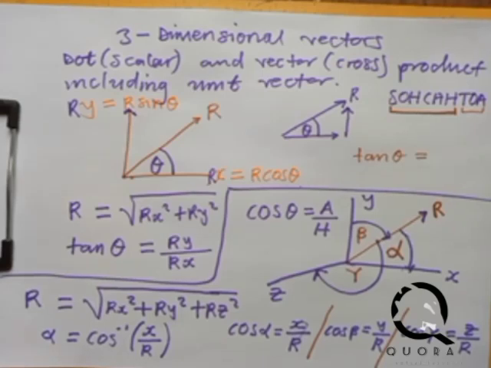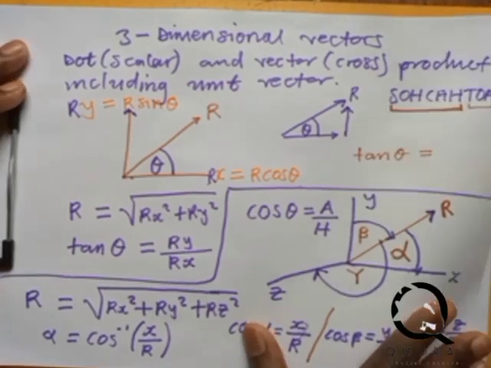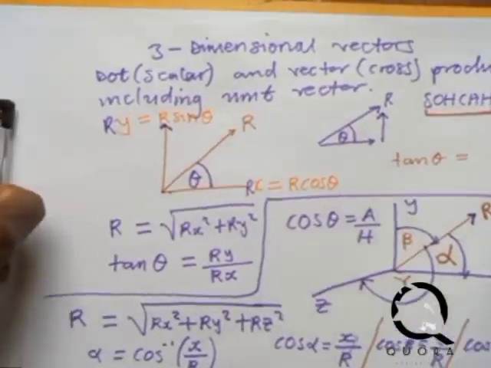Alright, okay. So that's how we find the resultant for three-dimensional vectors, and that's how we find the angle for three-dimensional vectors. Let's try to solve an example.